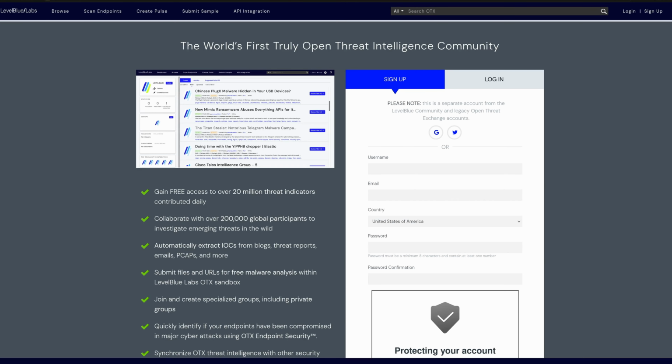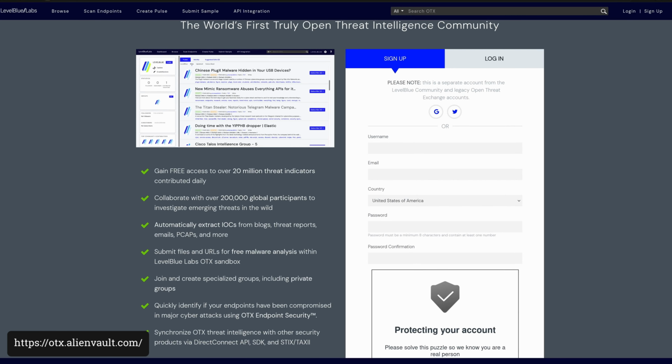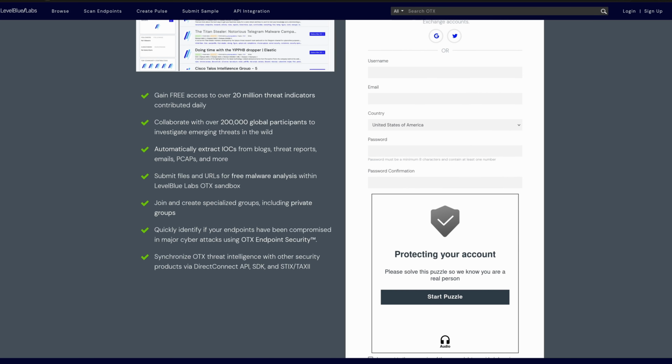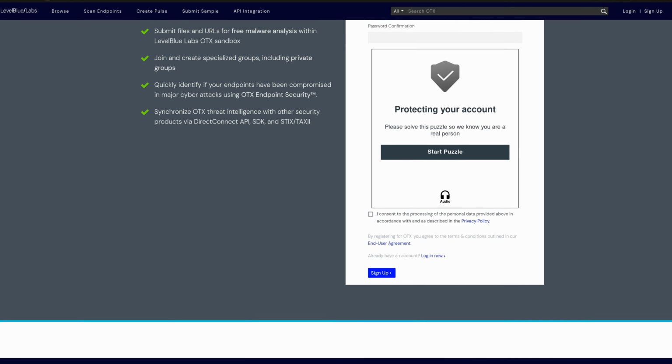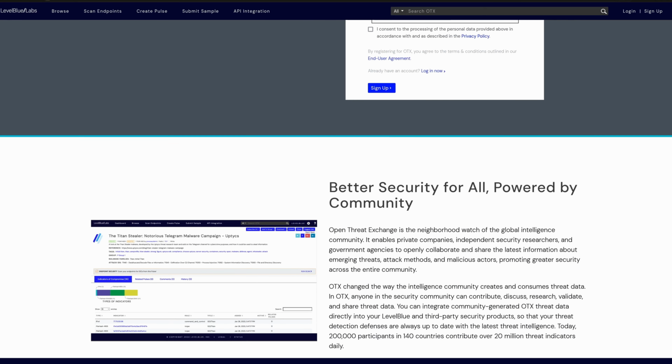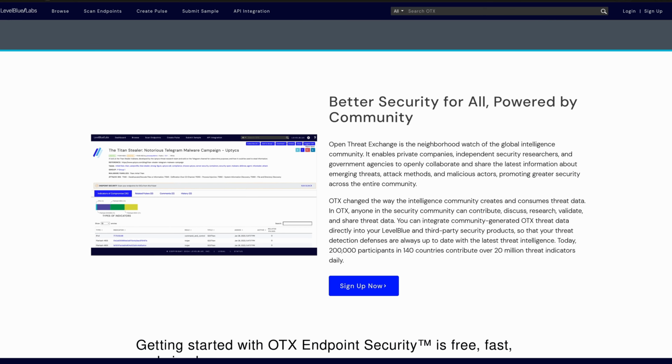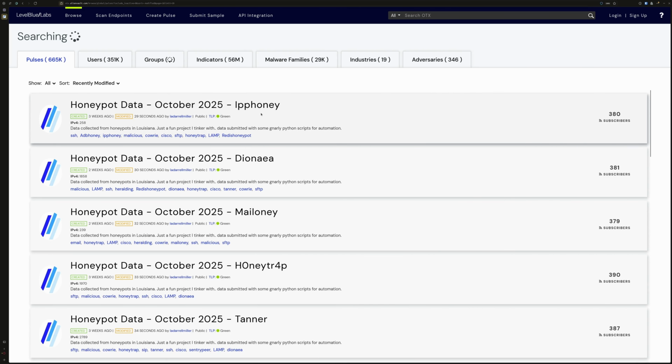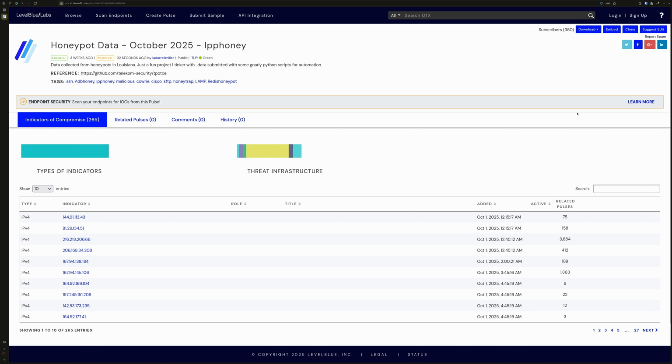Another fantastic free resource in the OSINT space is AlienVault OTX. Think of it as a global neighborhood watch for cybersecurity. It's a community-powered platform where anyone can share and consume threat data. You can find tactical intelligence, like IP addresses and file hashes, but also more operational intelligence through pulses that group indicators together to describe a specific threat campaign or actor. It's a great place to research an indicator you found and see what the global community knows about it.